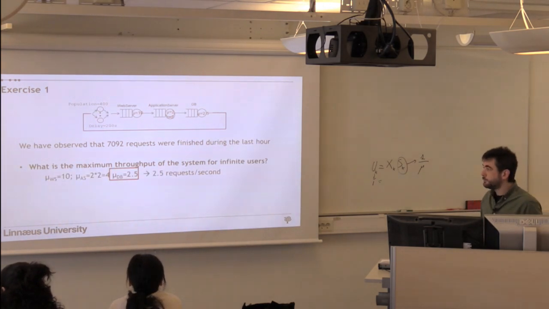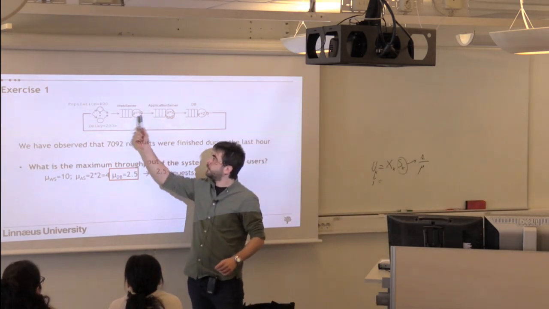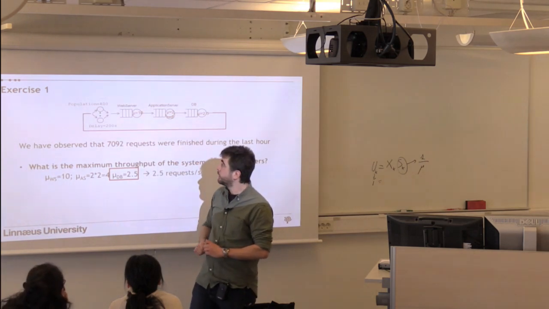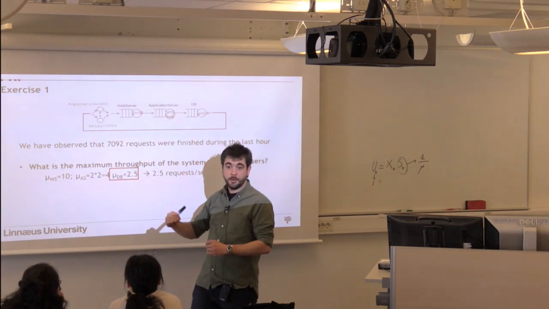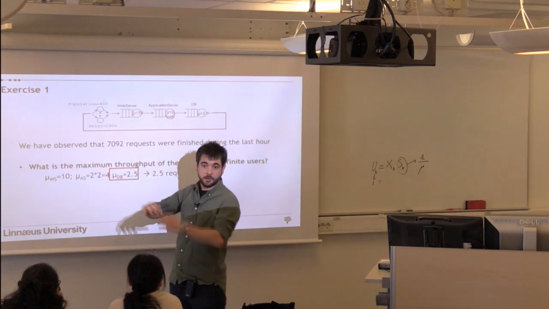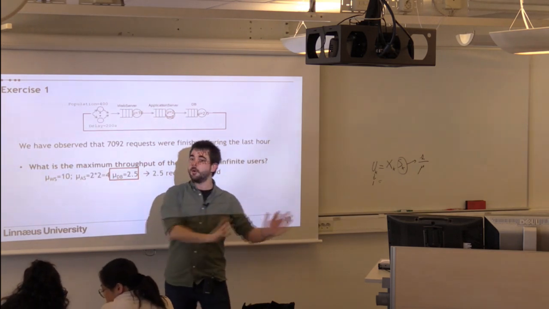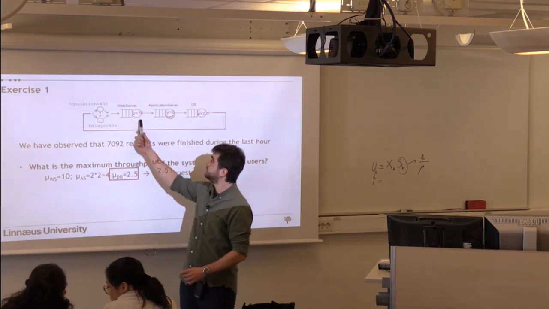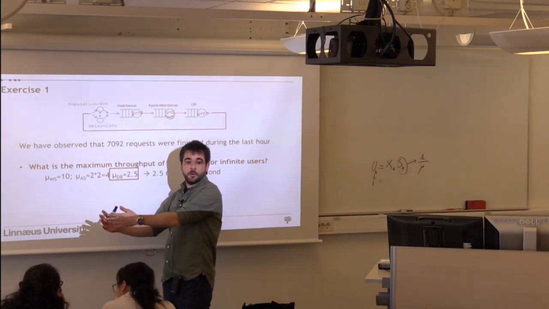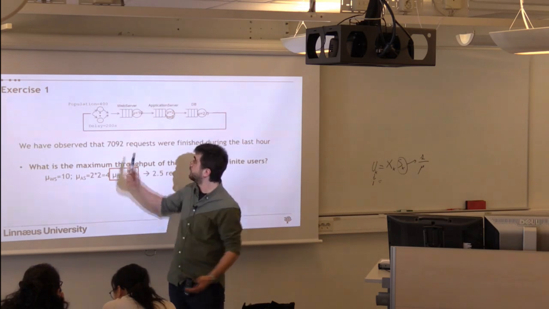So we have that our first server can process 10 per second, so its maximum throughput will be 10 per second. Because when it is producing 10 per second, it is saturated. Even if I have infinite work to do, I cannot do more than 10 per second. I can do less if there is no work to do at some point, so I'm idle. But with infinite users, I'm never idle.